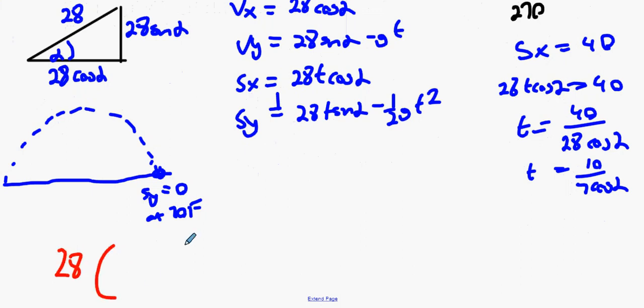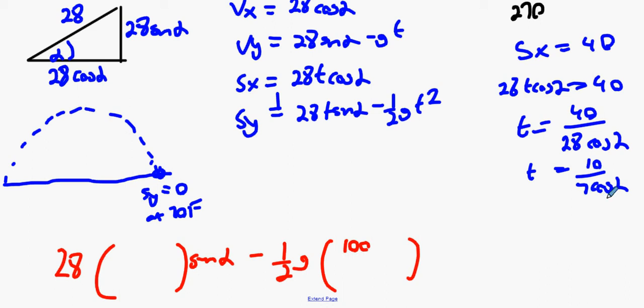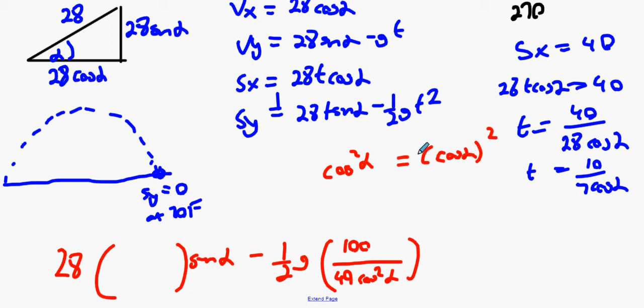28 times whatever t is, times sine alpha, minus a half, g, the time squared, yeah? I'm pretty lazy, so I'm going to square the time right away. So what happens when I square the time? What do I get? 10 by 10 being 100 on top. 7 cos alpha multiplied by another 7 cos alpha, 49 cos squared alpha. For those of you that don't know, cos squared alpha means cos alpha to be squared. They are the same thing.